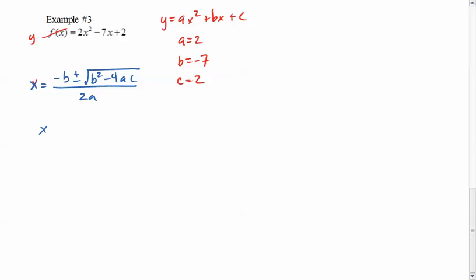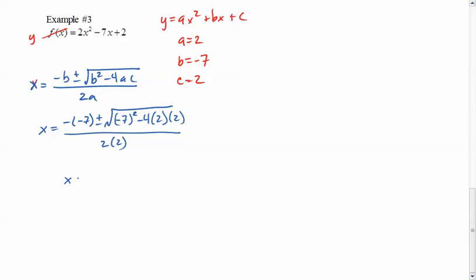So here we go. We go x equals negative b. Now b is negative 7, so negative 7 plus or minus the square root of negative 7 squared in parentheses minus 4 times a times c, all over 2 times a. So from there, we've got x equals.